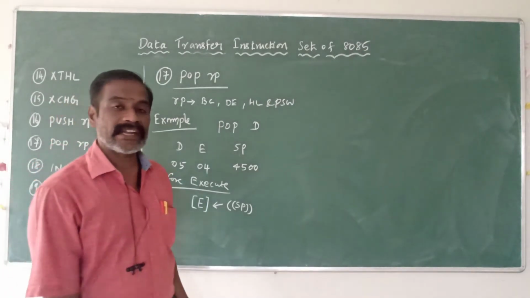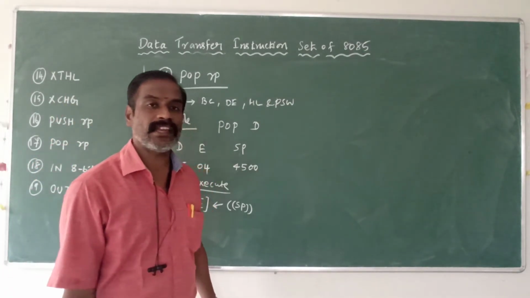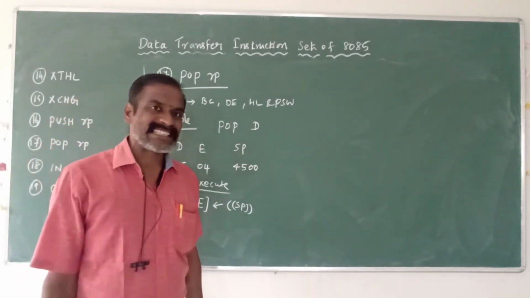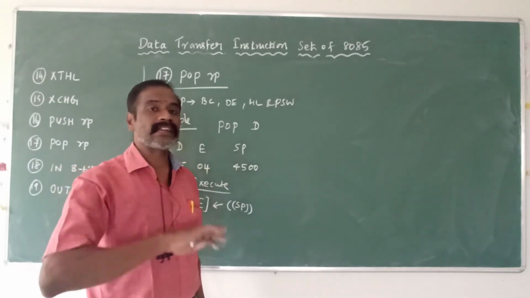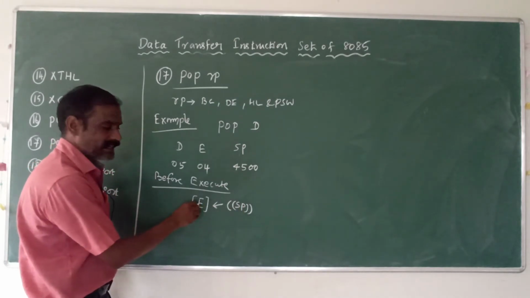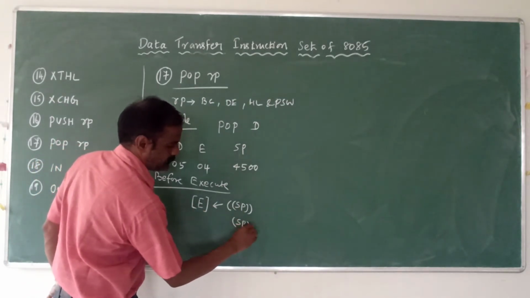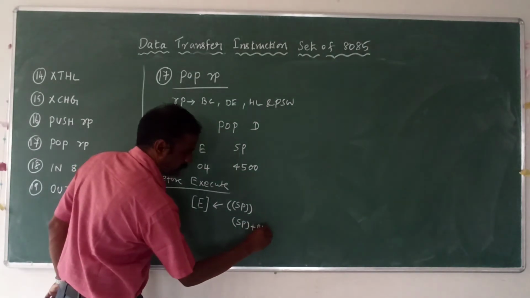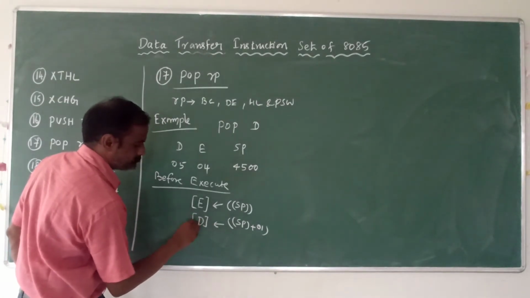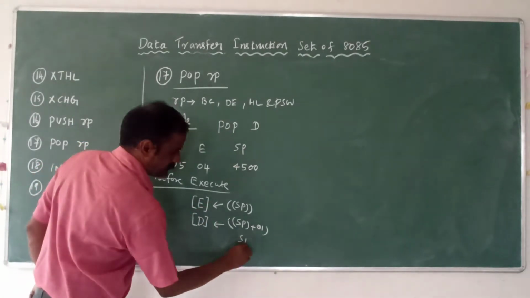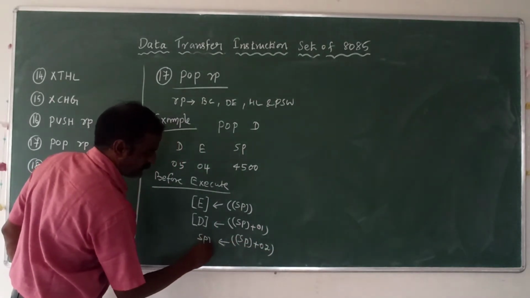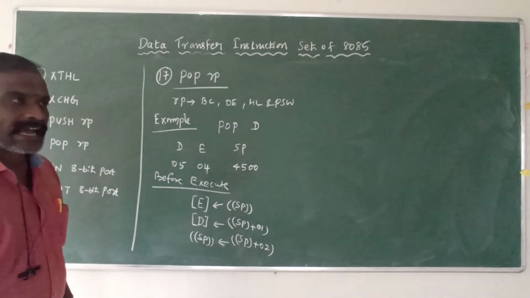It operates on the LIFO concept. LIFO means last in, first out. The data which was pushed into the stack last is retrieved first. Now the stack pointer address location data is moved to the E register, and then at stack pointer +1, that address location data is moved to the D register. And then stack pointer +2 is moved to the stack pointer, the top of the stack.